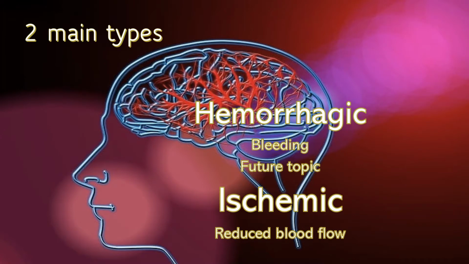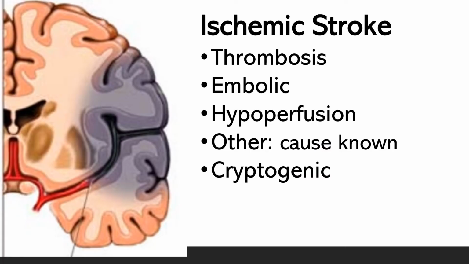There are two main types of stroke: hemorrhagic, that means bleeding, and ischemic, that's caused by reduced blood flow to some area of the brain. Ischemic stroke can further be divided into thrombosis, embolic, hypoperfusion, other causes where the cause is known, and cryptogenic, meaning the cause is not known.